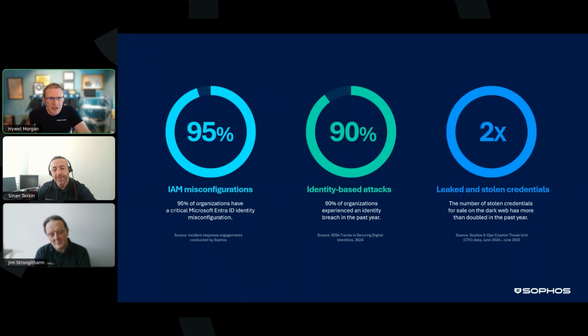95% of organizations have a critical Microsoft Entra ID identity misconfiguration. That's just everyday use. People make mistakes. People may be given too many rights, too many permissions. They haven't put MFA on all the requests, on all the identities. Because of these kinds of misconfigurations and other aspects, 90% of organizations experienced an identity breach in the past year. This is how attacks get in.